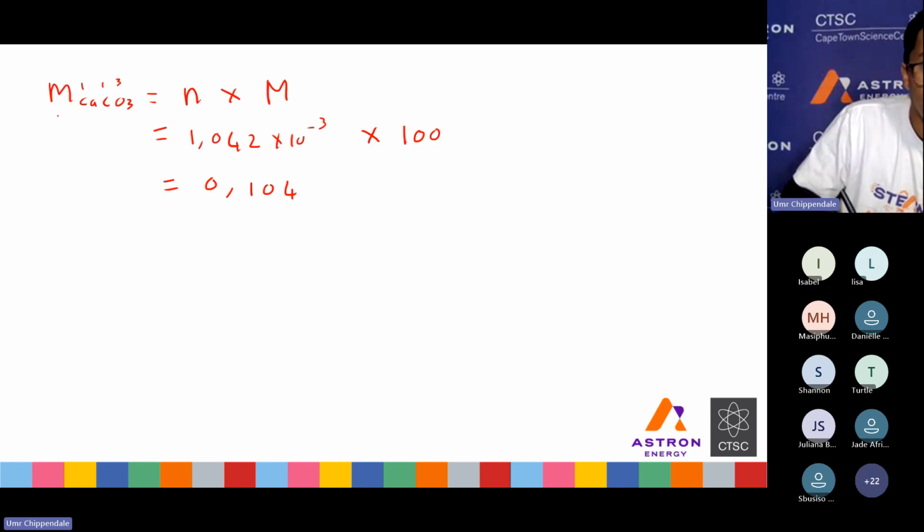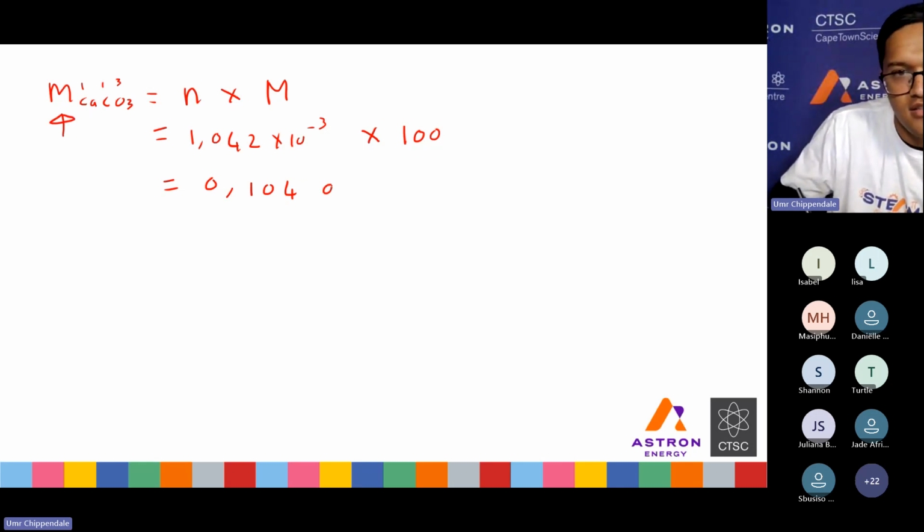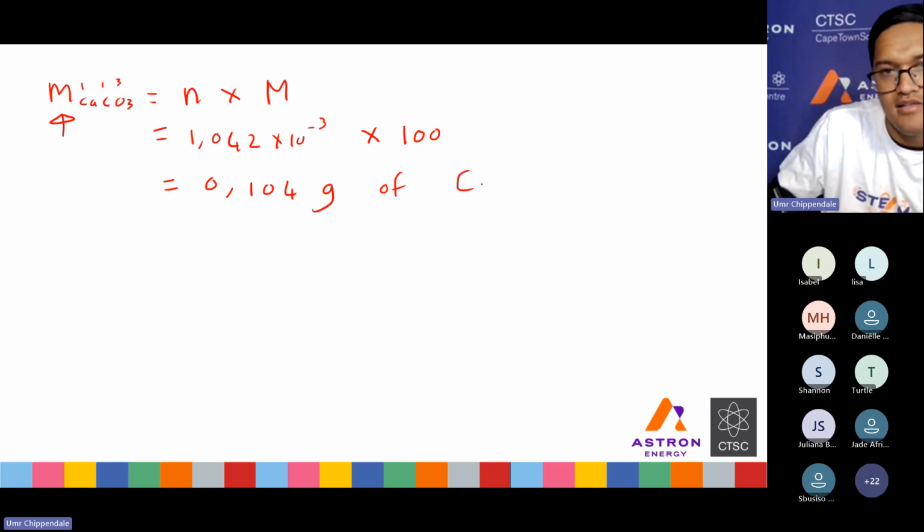You then multiply these together and you'll get an answer of 0.104. Because we're dealing with mass, that's a small m, do not forget the units. And that should be grams. So you'll have 0.104 grams of calcium carbonate.